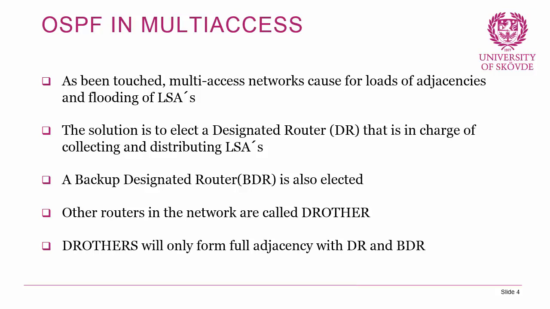So the solution to this is that we elect a designated router on the network, and that router is in charge of collecting and distributing LSAs. So what would happen here is that whenever there is a topology change that is seen by a router, it would send an LSA to the designated router, and the designated router would distribute it to the other routers in the area.